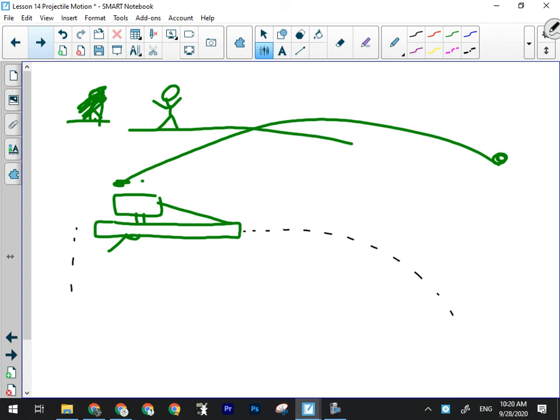So all projectiles have to be done that way. If you've ever shot, it's much easier to see that and visualize it with a bow and arrow because it doesn't fly as far or as fast.